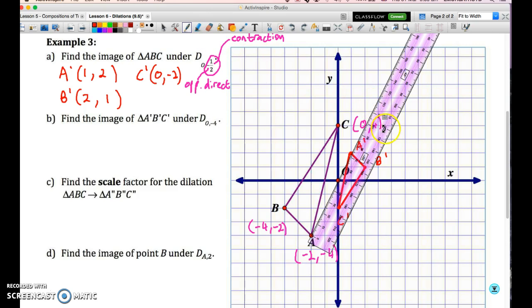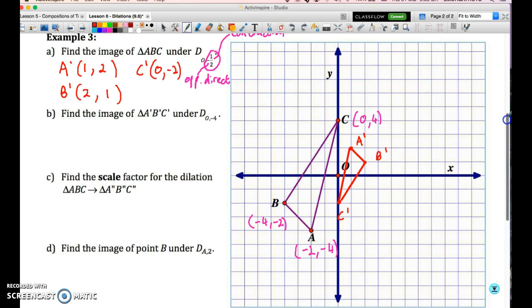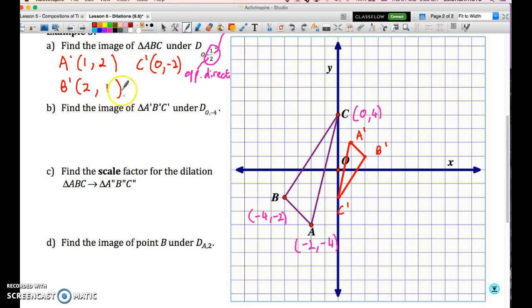Okay, so the next one I'm going to do by drawing instead of by using the coordinates, and we'll use the same basic approach. So what we've been asked to do in this particular case is find the image of A', B', C'. So this is the same as a composition, and so now I'm going to take the dilated figure, and I'm going to dilate it about the origin with a scale factor of -4, and so I'm going to do that, and then I'll come back and explain what I've done.